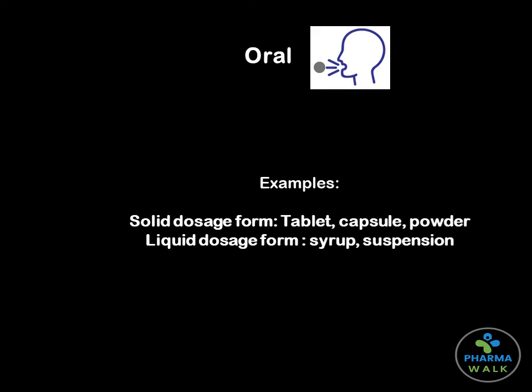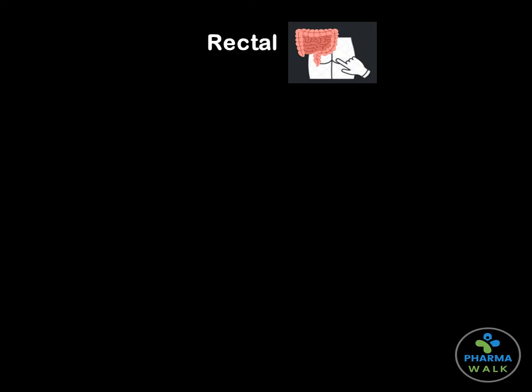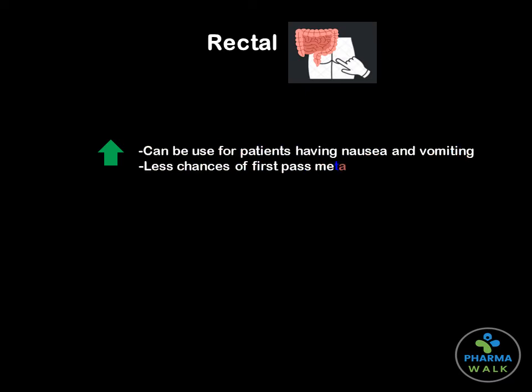Examples: tablet, capsule, powder in the solid dosage forms, and the liquid syrup, suspensions. Now second, rectal means administration of drug via the last part or the rectal part of the large intestine. Which are the benefits? So it can be used for the patients having nausea and vomiting. Obviously, when patient having the nausea and vomiting, it's difficult to administer tablet or capsule via the oral route. So this is the route it can be given to the patient having nausea and vomiting. Also, the chances of first pass metabolism is less. And third, it can be used for the gastric irritant drug.